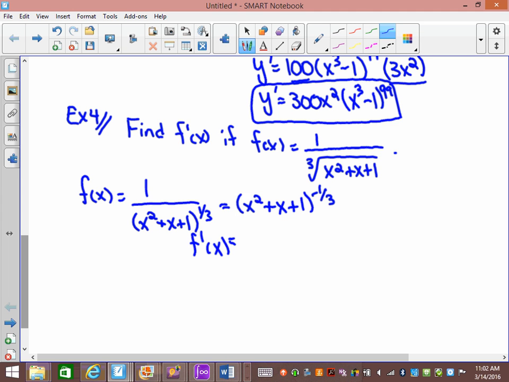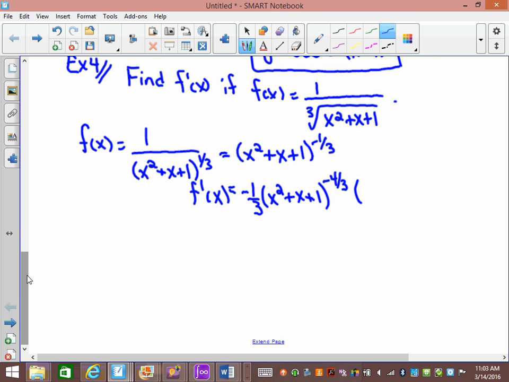F prime of x equals, take your exponent, drop it in front, negative 1/3. Rewrite it, x squared plus x plus 1. And technically with power rule, you're doing chain rule every time. It's just that the derivative of what's inside the brackets is 1, right? Like x, whatever. And then you subtract 1 from negative 1/3. Negative 1/3 minus 1 is negative 1/3 minus 3/3, and that is negative 4/3. And then you times by the derivative of what's in the brackets, which is 2x plus 1.